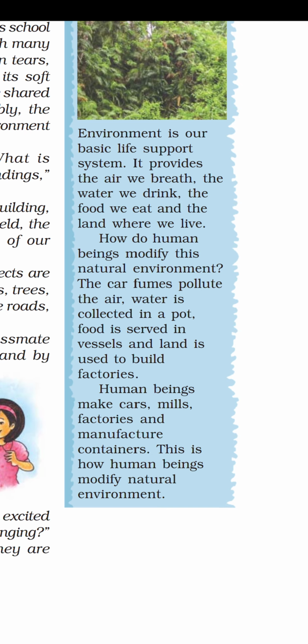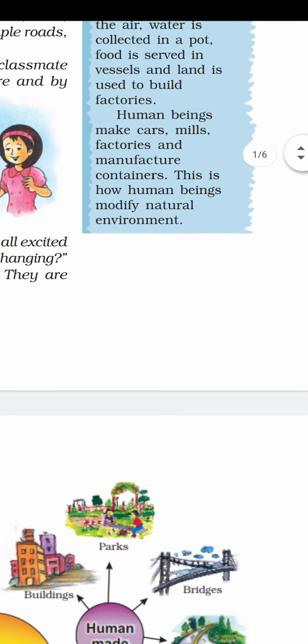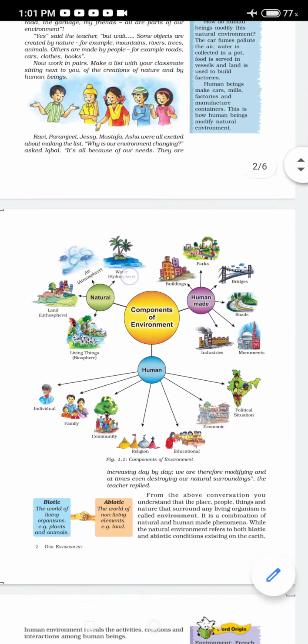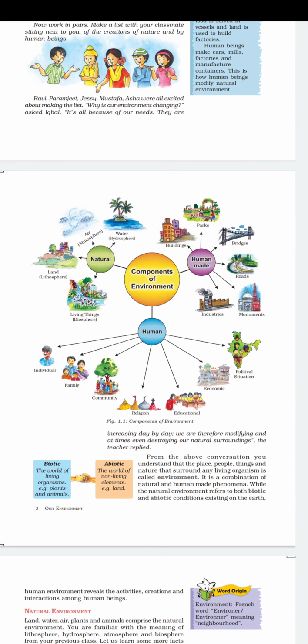Children, you will be having a question: how do human beings modify the environment? When we ask, you should write this answer. Now let's come to the environment. What does the environment contain? So from the above conversation of the students, you can understand that the places which we live in, the people around us, the things around us, and the nature around us that surrounds all the living organisms is called environment.